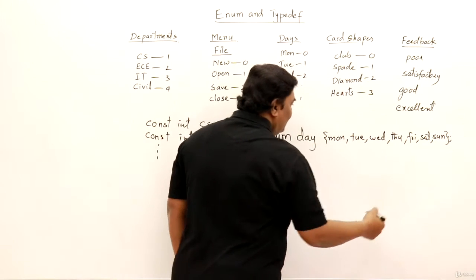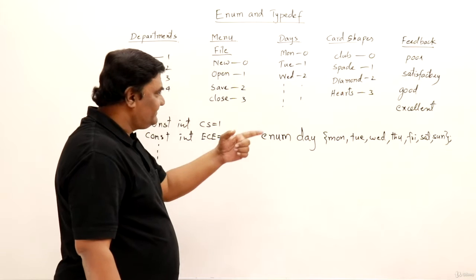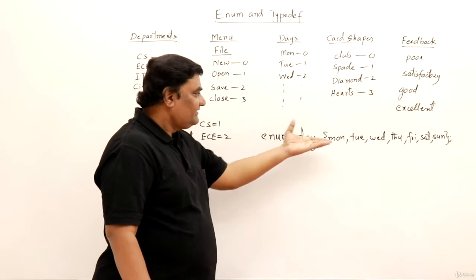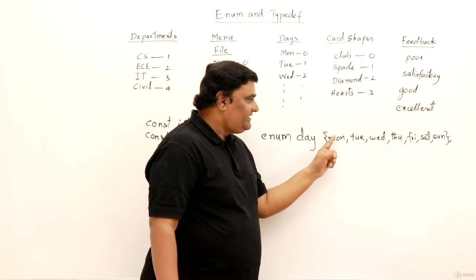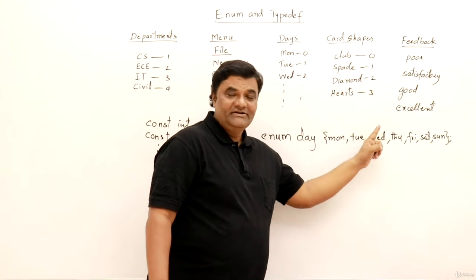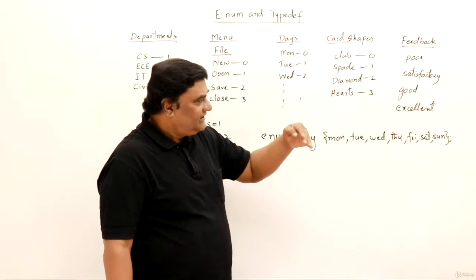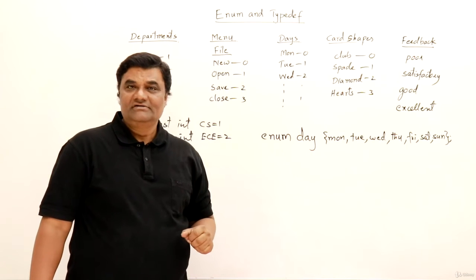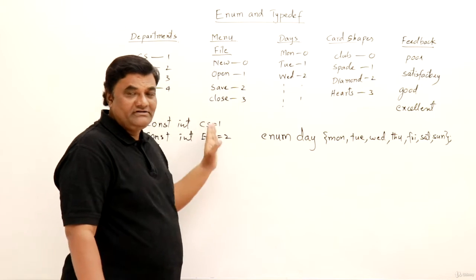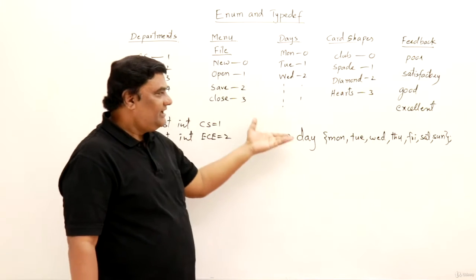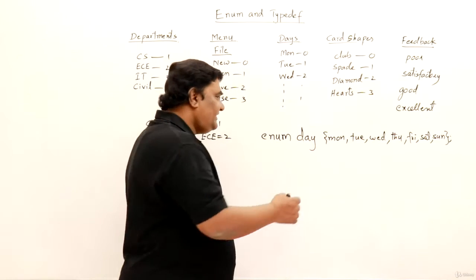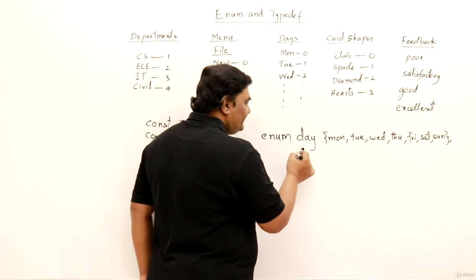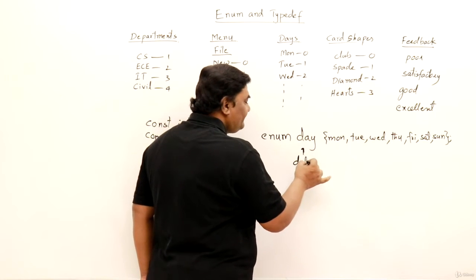Now, this means I am defining all these constants together. This is nothing but defining the constants like this. Monday will be 0, Tuesday will be 1, Wednesday will be 2 and so on. Automatically, they will take all those values. So, instead of writing the constants one by one, 7 times, you make it a data type. Now, day is a new data type. This is a user defined data type.